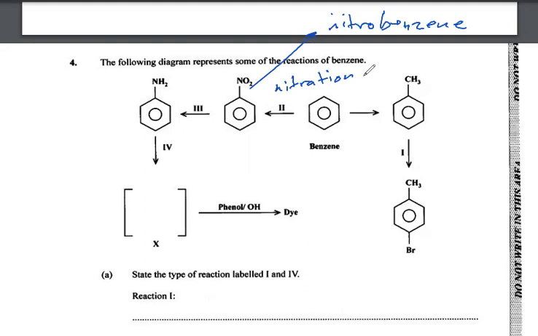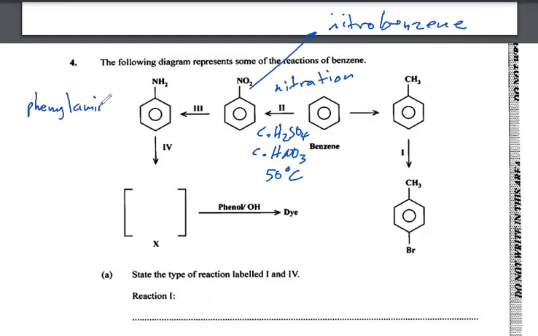When we're doing nitration, what are the reagents? Concentrated H2SO4 and concentrated nitric acid at 50 degrees Celsius. Now, what is the name of this compound here? Aniline, or phenylamine.